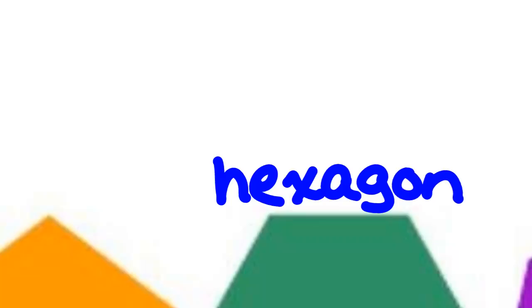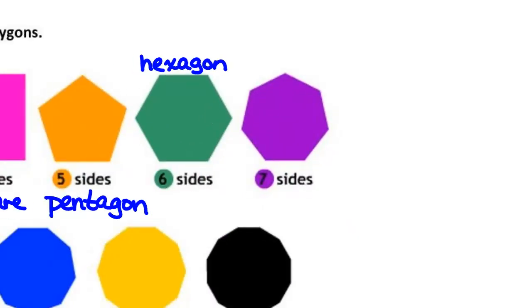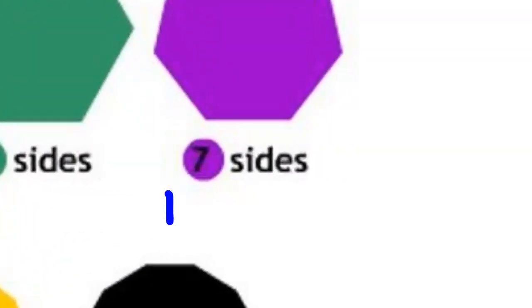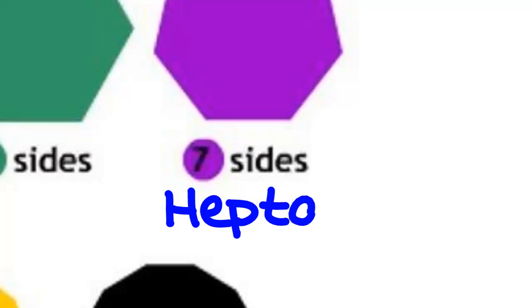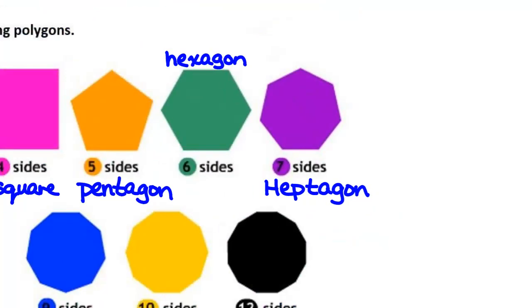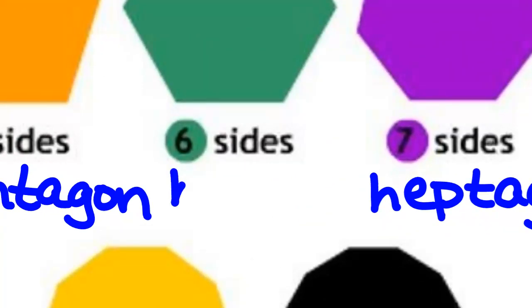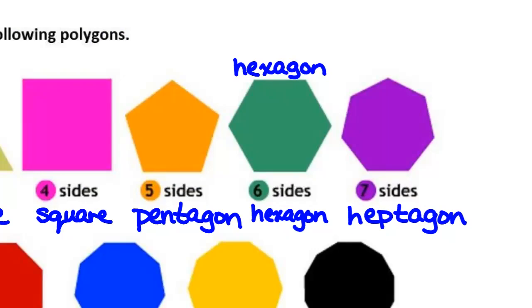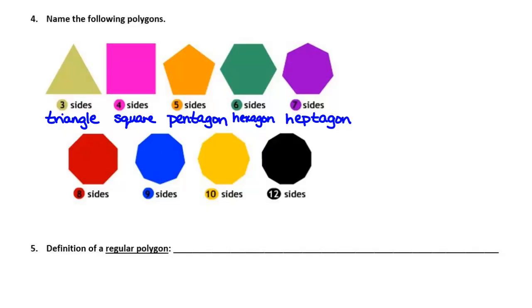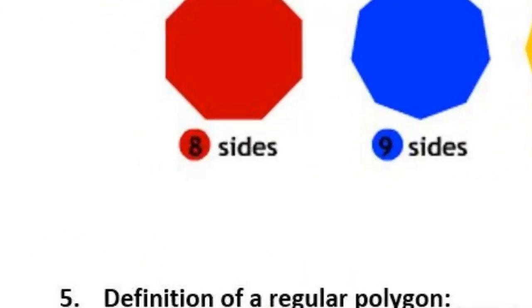And then we get to a seven-sided shape, and this one I didn't know for the longest time. This one is called a heptagon, H-E-P-T-A-G-O-N. A heptagon. I'm going to write that down below so that it matches all the others. All right. What about an eight-sided shape? What do we call that one? Octagon.